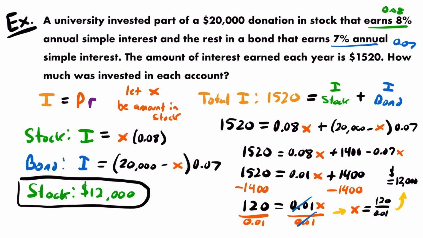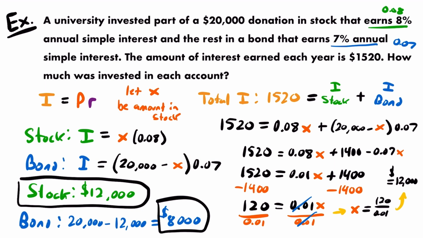But then what about the bond? Well, the bond will get the rest of the money. If the total amount was $20,000 and $12,000 went into the stock, then $20,000 minus X, $12,000, will be the amount in the bond. And $20,000 minus $12,000 is $8,000. All right, I'll just write it down here. For the bond, we have $20,000 minus $12,000, which equals $8,000. That is the amount of money invested into the bond. Okay, and so that is it for this video.